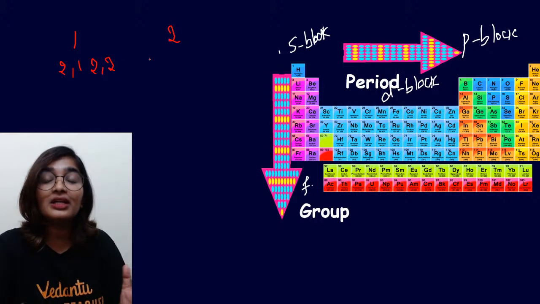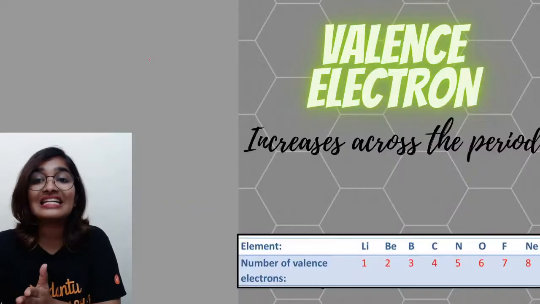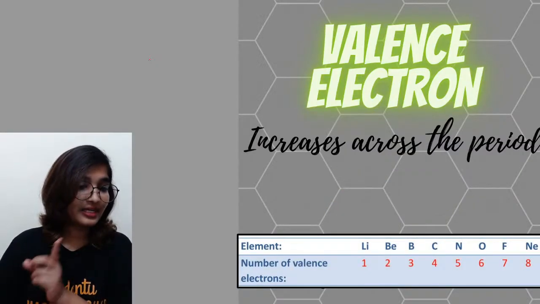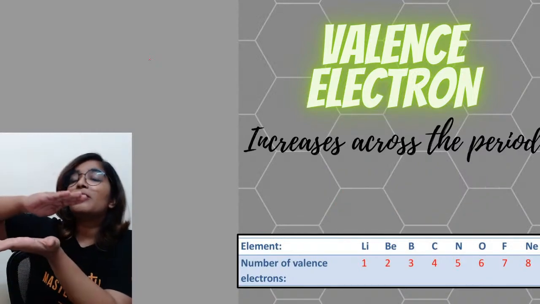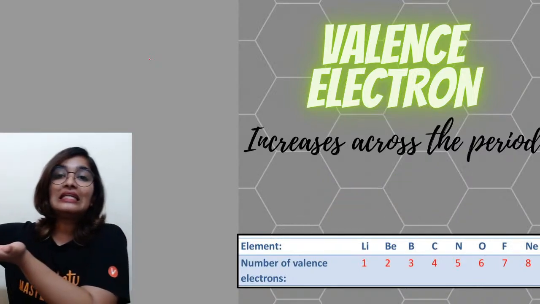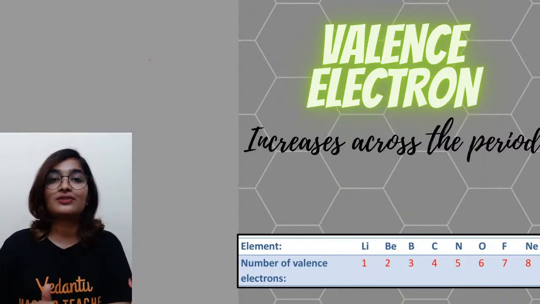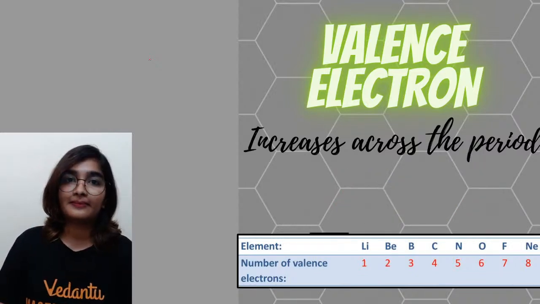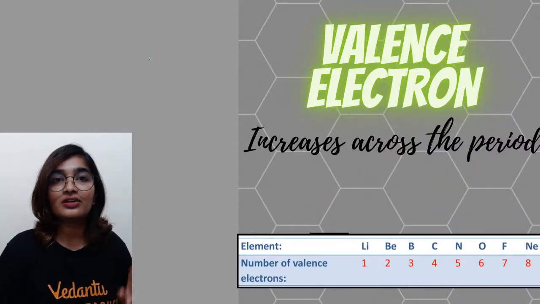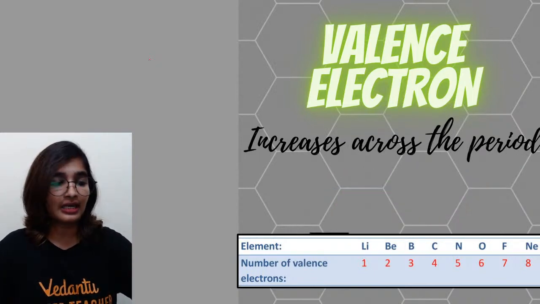So what is happening to the number of valence electrons across the period? It is increasing, isn't it? Yes. So the number of valence electrons increases across the period. Neon has 8 electrons in its valence shell, whereas lithium has only 1. So across the period, what happens, children, to the valence electron? Increases or decreases? Come on, let me know in the chat section. Fatafat.